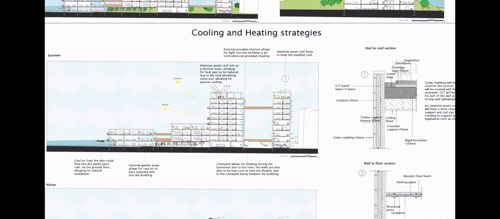And here I was just analysing and demonstrating the different cooling and heating strategies. So mainly I was trying to rely on passive, so natural systems such as just opening a window and letting the air flow, and particularly taking advantage of the river in terms of wind, and also how the roof helps in terms of heat gains and helping absorb some of that sun during the summer.